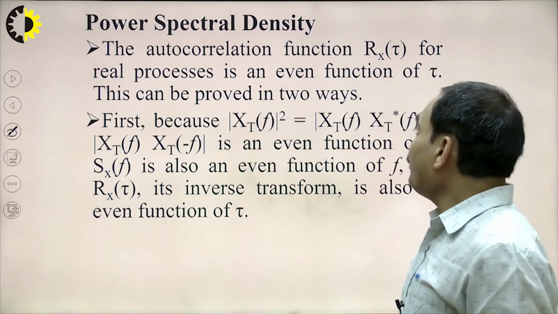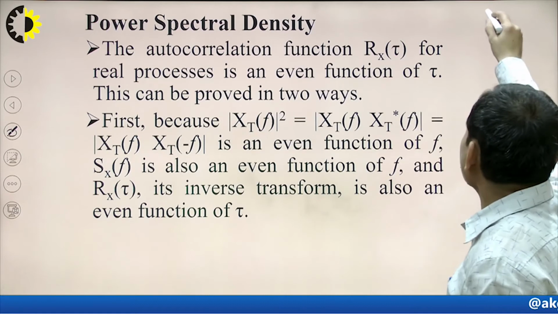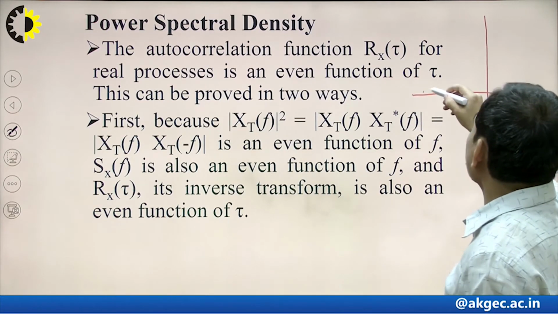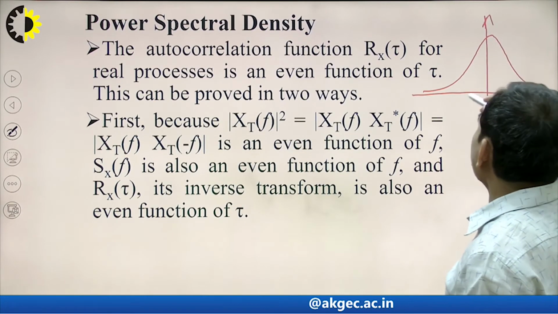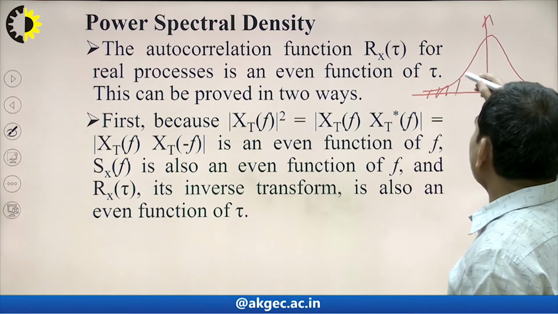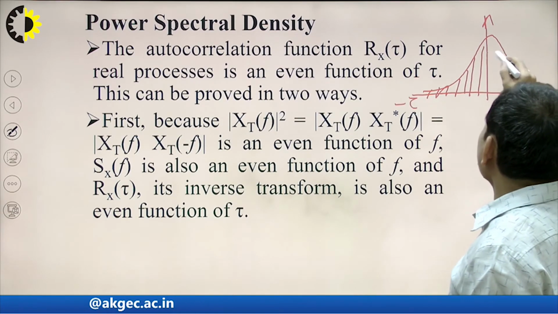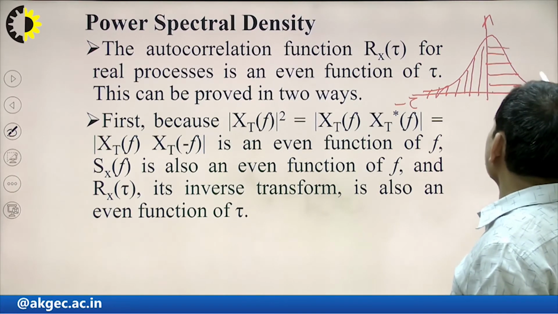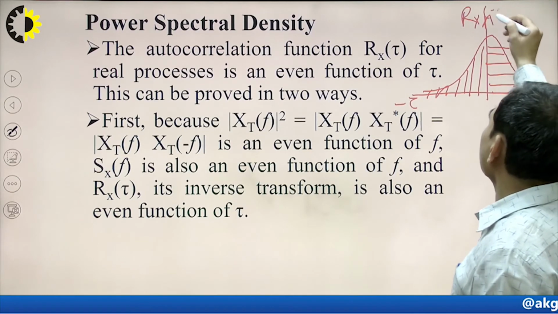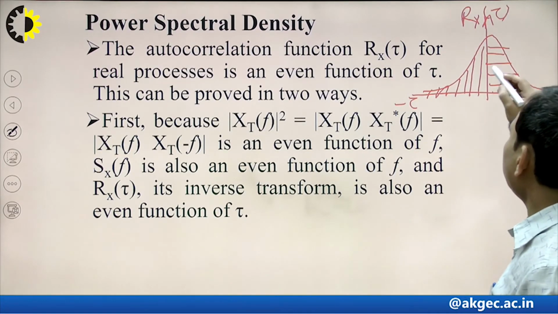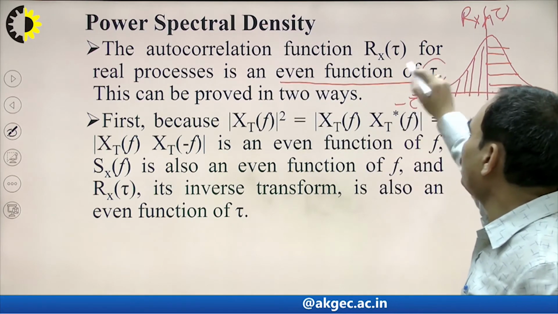So the autocorrelation function Rx(tau) for the real process is an even function, because we know that the autocorrelation function is having this curve which has the even symmetry. Whatever area we have on the left hand side, or the negative axis of tau, the same area is covered by the right hand side of this. So that is for the positive delay. So this is the autocorrelation function. So as we can see, it is having the even symmetry. So that's why we are calling it an even function of tau, which is the delay.